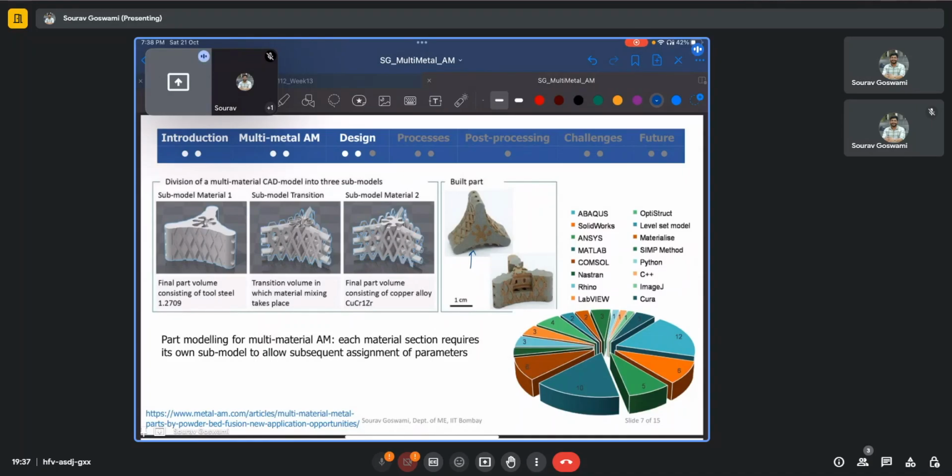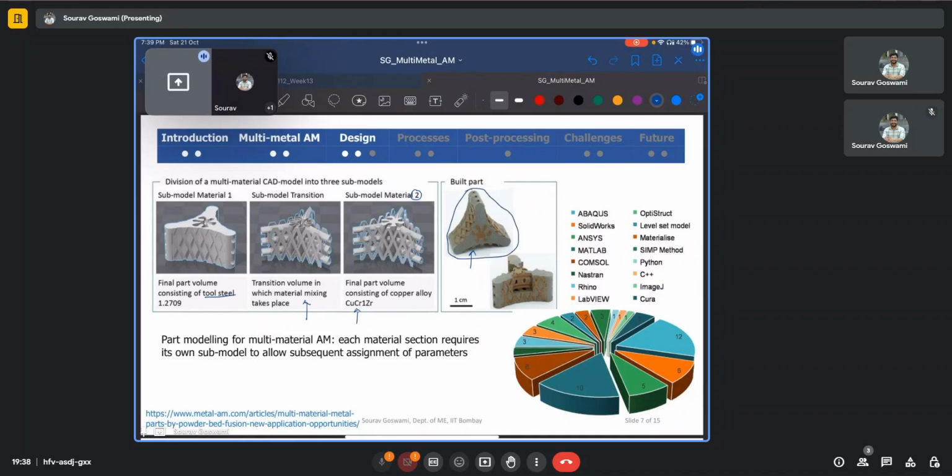The way to sidestep this is to actually split the total model into two distinct parts. So you have a final part volume which has both tool steel and copper in between. So you make submodels. So you have submodel for material 1, which is tool steel. You have submodel for material 2, which in this case is copper. And here we see some in between transition state where the material mixing is taking place in between. And you end up with a final build part, which looks something like this.